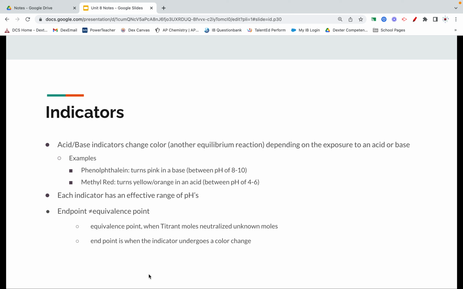Just know when we talk about endpoint and equivalence point, it should be clear by looking at the phenolphthalein endpoint pH versus the equivalence point. Equivalence point and endpoint should have similar values in the end, but the equivalence point is when the moles of titrant are neutralized with the unknown moles of whatever. So essentially the acid and the base neutralize each other. Endpoint is when that indicator undergoes a color change. So in our case, it would be slightly past the equivalence point most of the time.